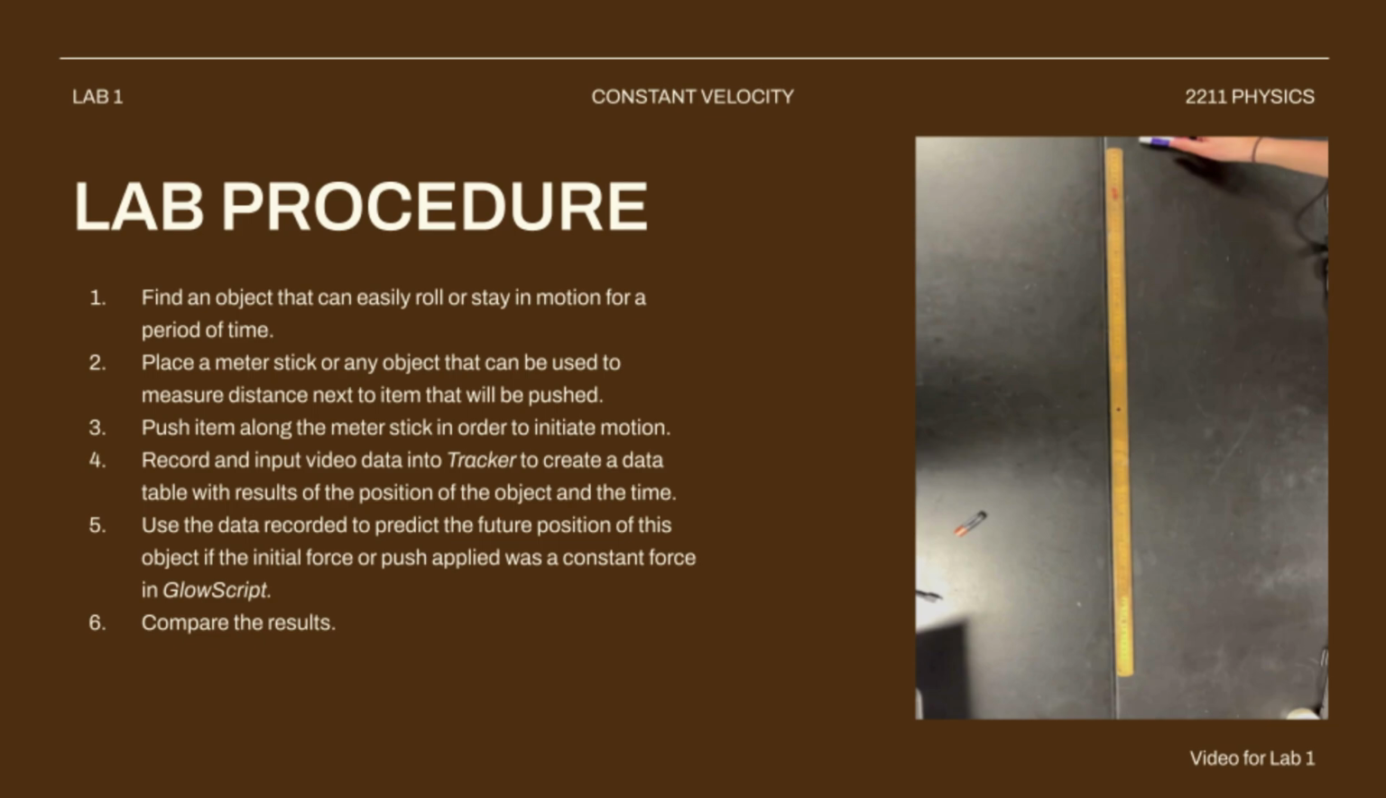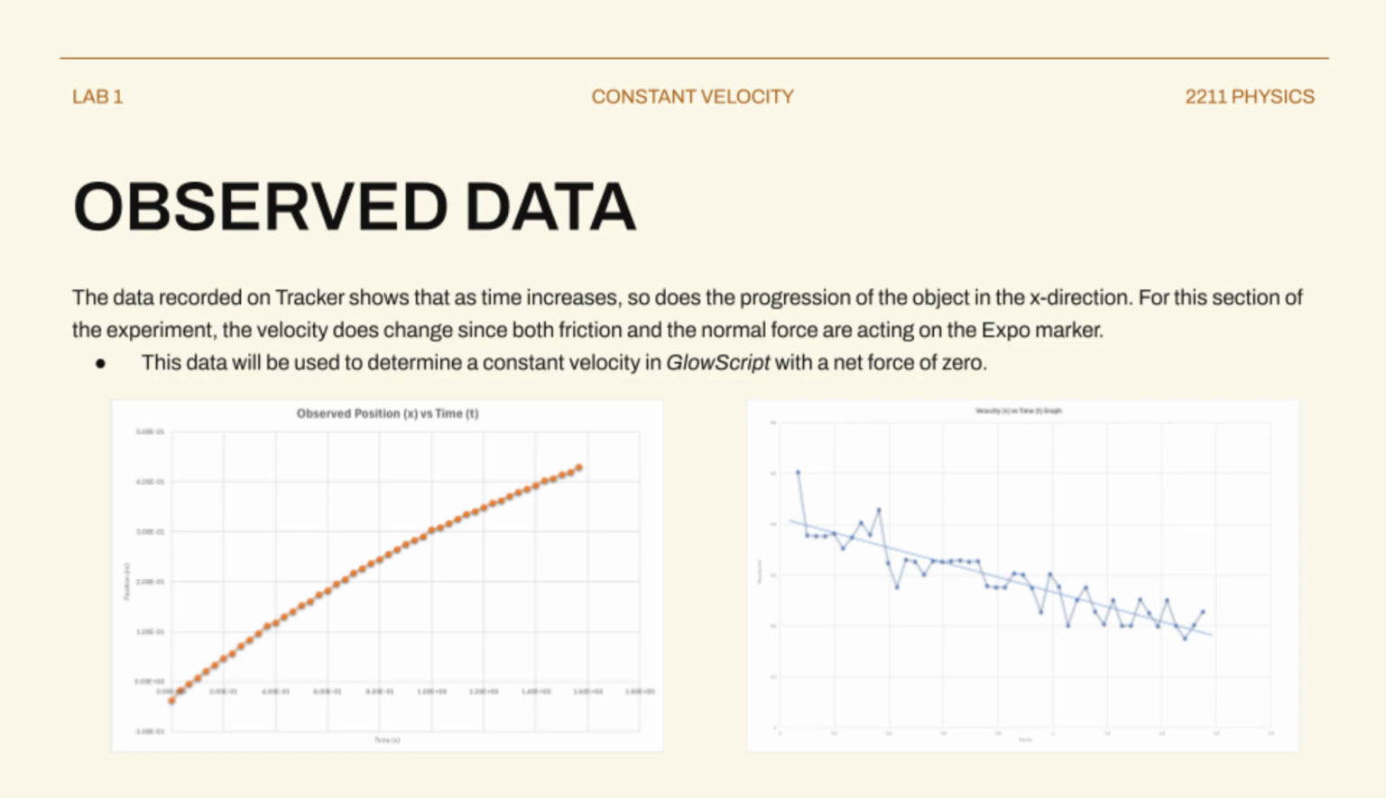We're going to then use the data recorded to predict the future position of this object if the initial force or push applied was a constant force in GlowScript. And then we're going to compare those results. So for the observed data, the data recorded on Tracker shows that as time increases, so does the progression of the object in the x direction. This can be seen in the first graph to the left.